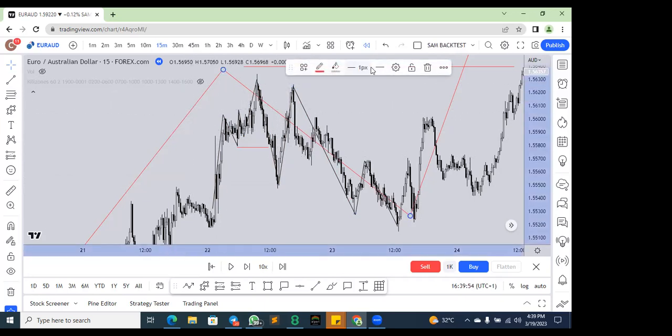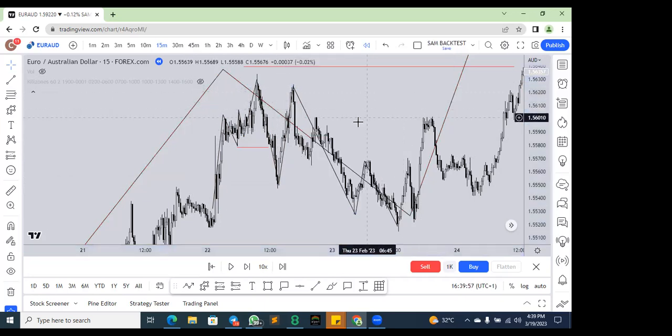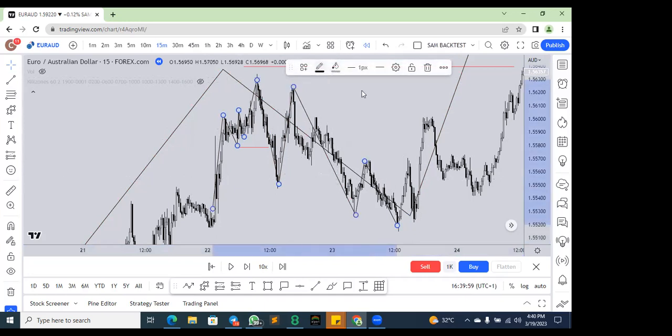Oh, let's use this one as black. And this one as well.